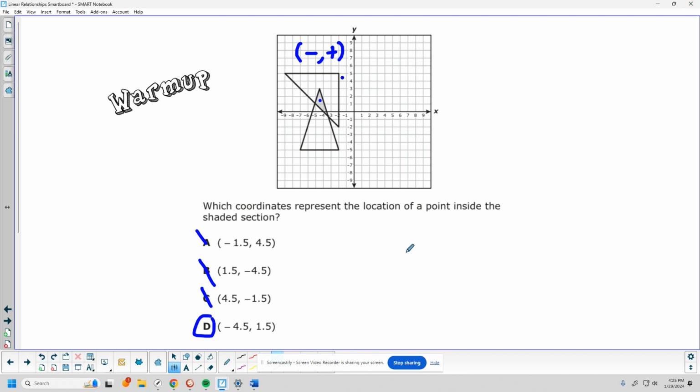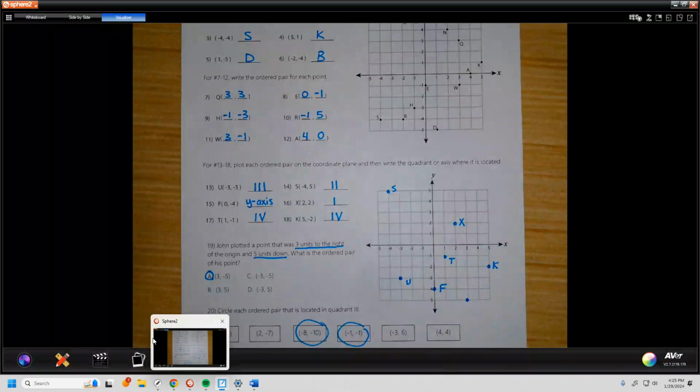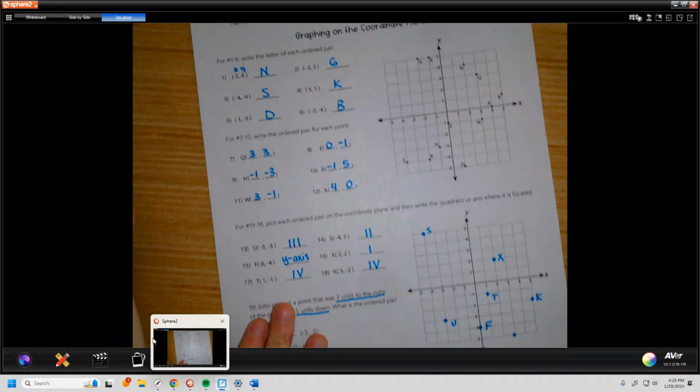All right, so next I want you guys to flip to the notes for today. We are going to look at some tables to go along with the graphs.